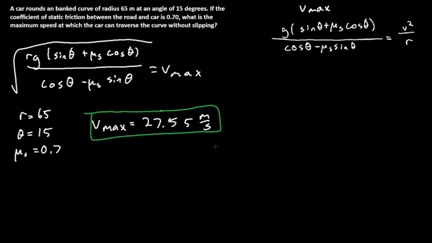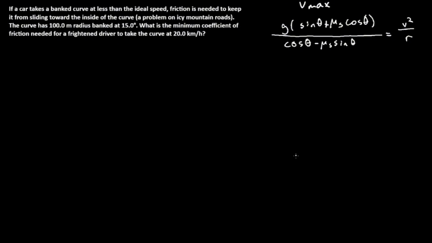So this problem is slightly different if a car takes a banked curve at less than ideal speed. So the friction is needed to keep it from sliding towards the inside of the curve. Therefore, friction is acting in the direction up the incline. So when friction acts up the incline, preventing the car from spiraling into the curve, then that means we just switch the signs of our trig functions here. So this becomes a minus and this becomes a plus.